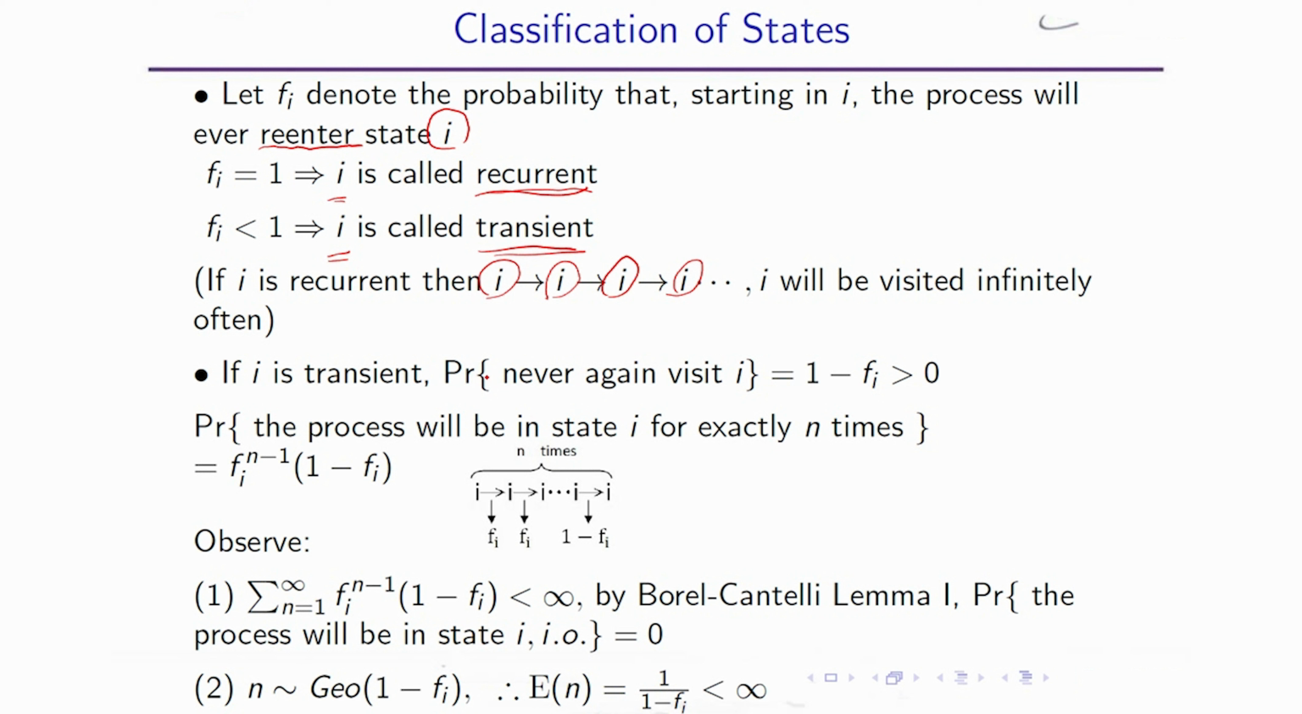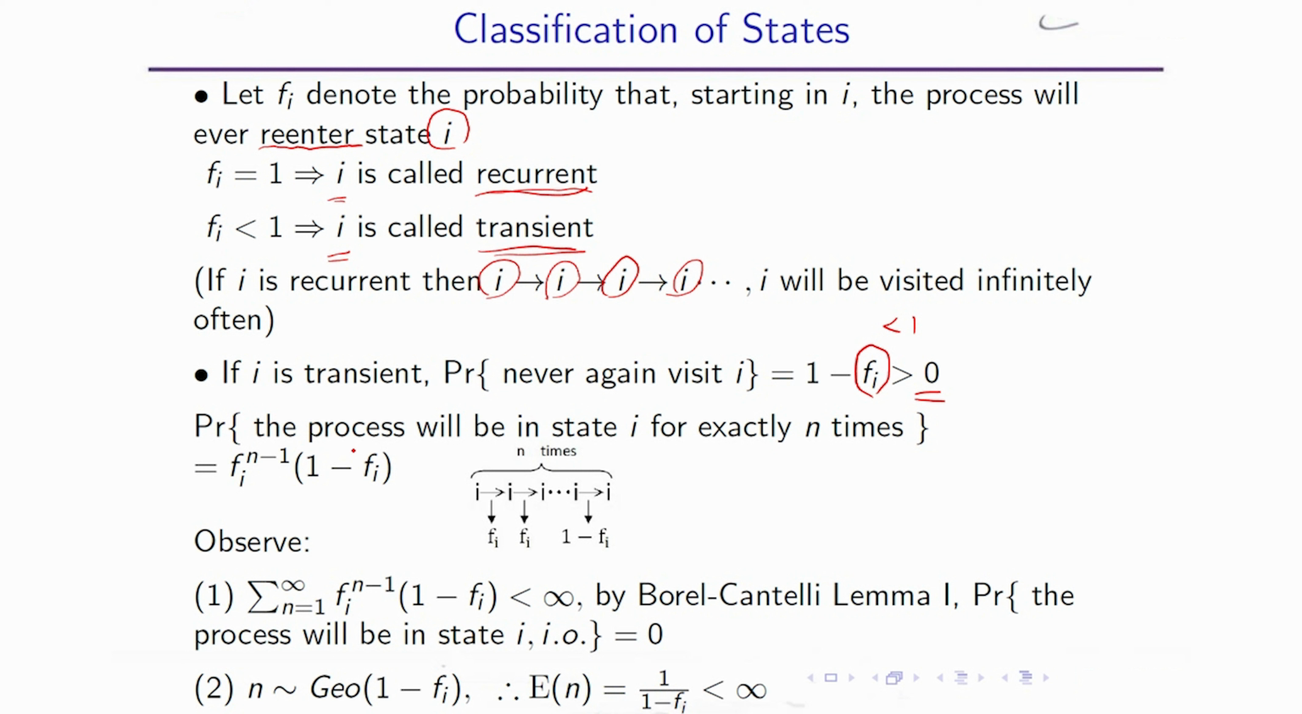If i is transient, then the probability that we never again visit i will be 1 minus Fi, because Fi represents the probability that the process will ever re-enter state i. So the probability that it will never again visit i is 1 minus Fi. And because i is transient, Fi must be less than 1, so 1 minus Fi will be greater than 0.